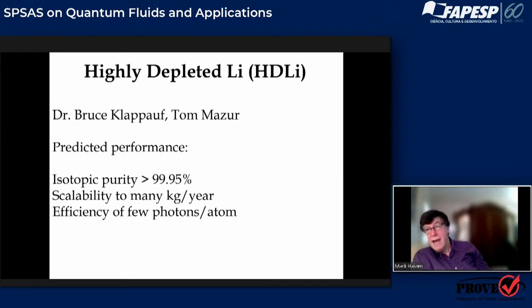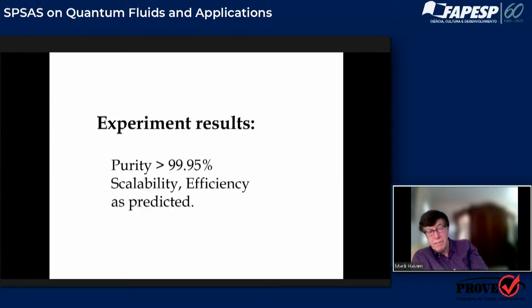So we thought that was a good case. And it also didn't hurt that we already had all the lasers for lithium in my lab because we were doing lithium cooling. So this was an easy one to start with. Together with my postdoc at the time, Bruce Klappauf, and former student Tom Mazur, who's now Dr. Mazur, we predicted that in a short machine, we could take out almost all the lithium 6. We could get down to 99.95% or better, with scalability of many kilograms a year and at the efficiency of a few photons per atom. And the experiment confirmed that. We reached that purity, actually higher, but we quoted 99.95%. The scalability and the efficiency were as predicted.